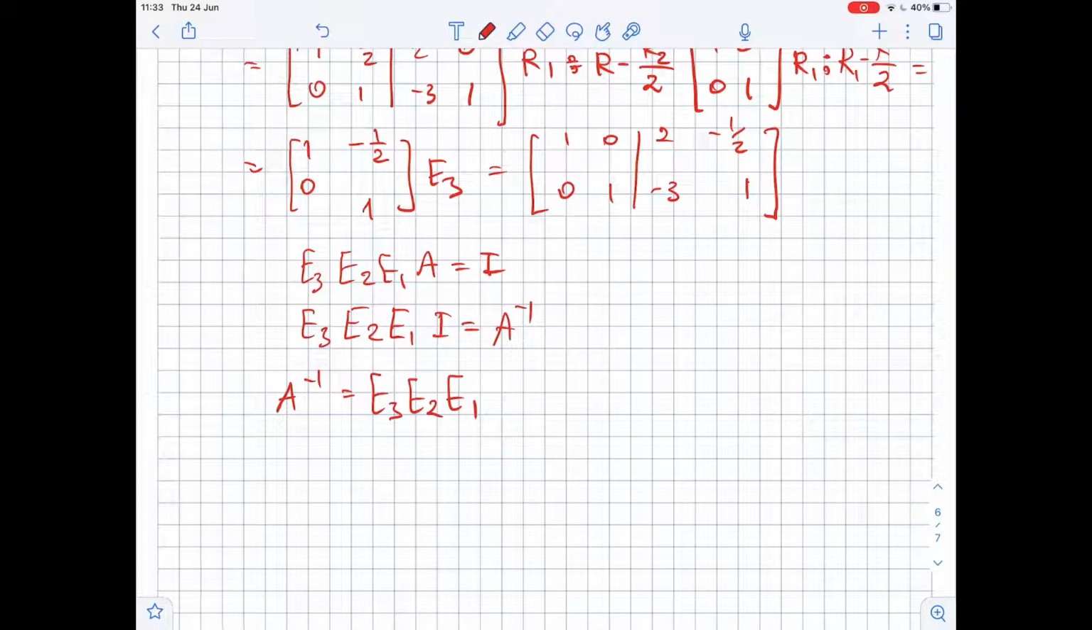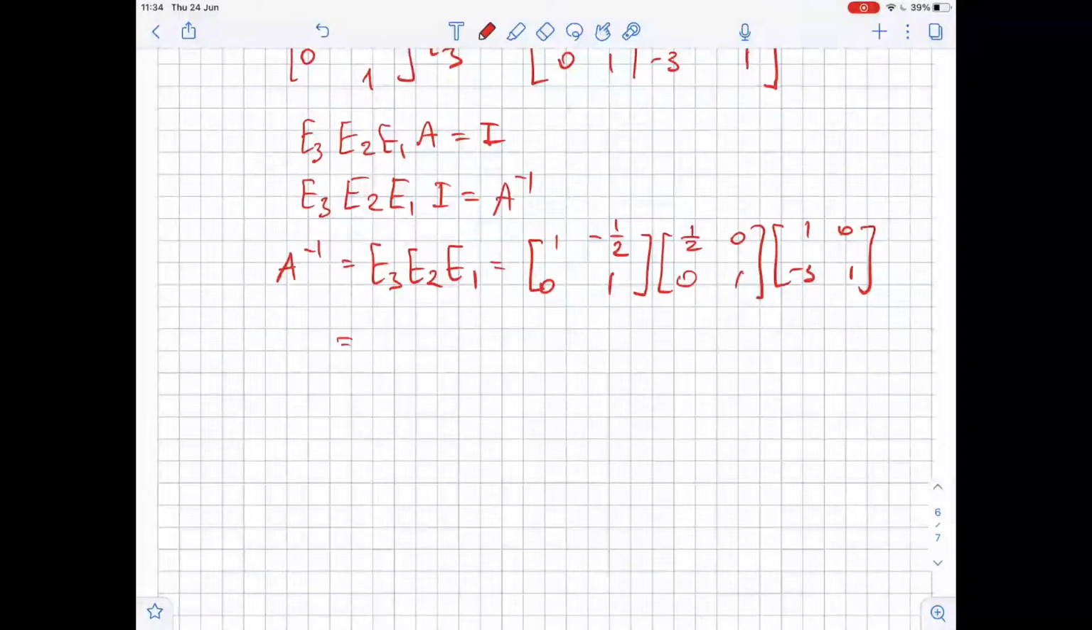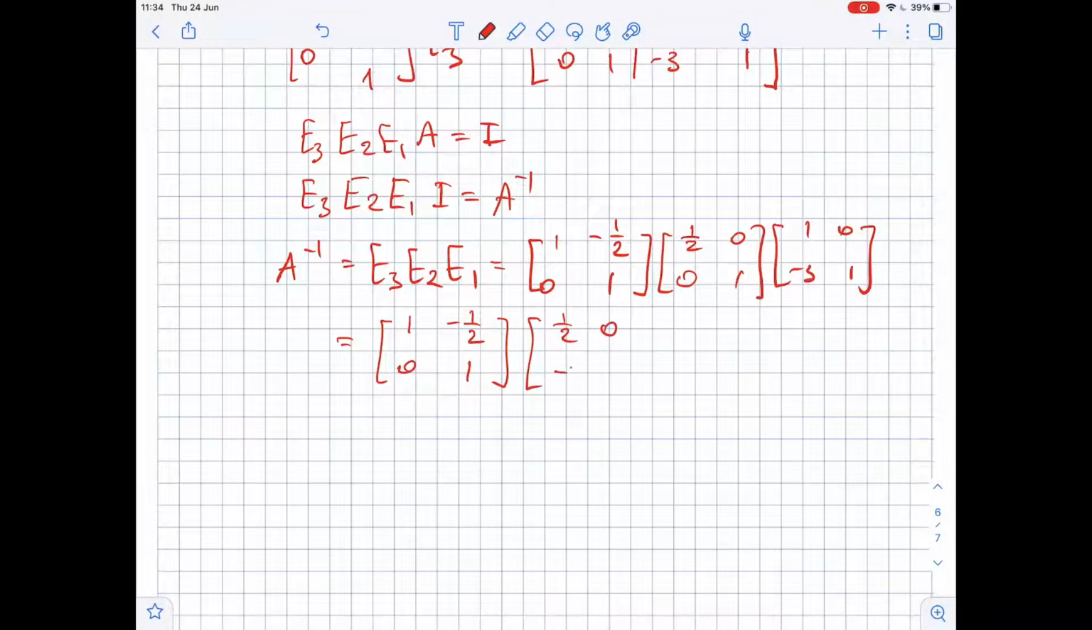So we will get E3 times E2 times E1. We will get 1 negative 1 over 2 0 1 multiplied by 1 over 2 0 0 1 and multiplied by 1 0 negative 3 1. Again, let's recheck it. So this equals 1 negative 1 over 2 0 1 times 1 over 2 0 negative 3 1. This equals 1 over 2 plus 3 over 2, and here we have 0 minus 1 over 2, so negative 1 over 2. Here we have negative 3 and 1, so this equals 2 negative 1 over 2 negative 3 and 1.